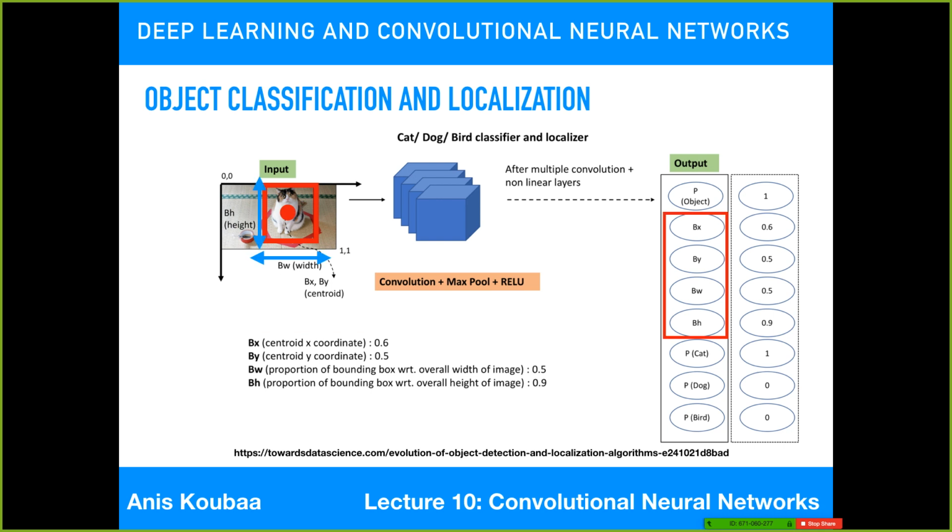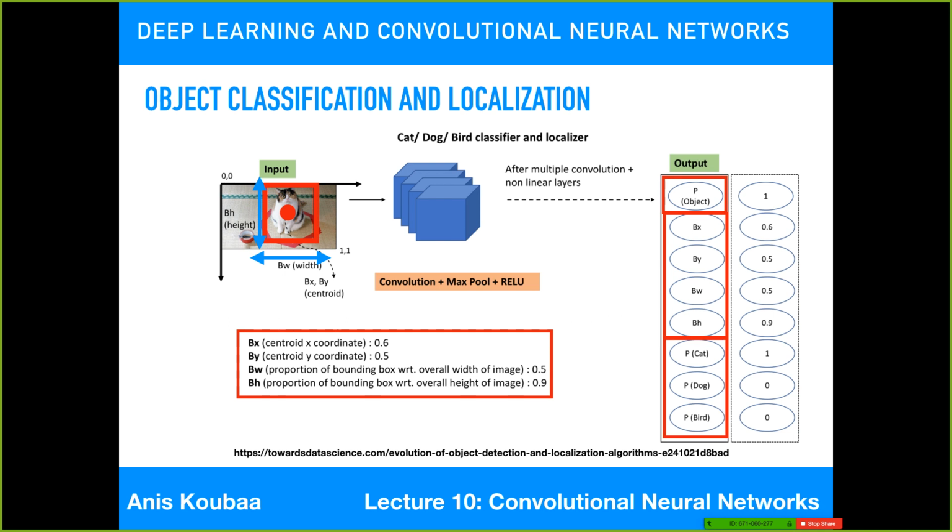Just to finish, this information will be encoded here: bx, by, bw, and bh, and the probability that there is an object. If it is 1, it means that there is an object, and then we are going to look at which object through the 3 probabilities here. And if it is 0, all these parameters will be just ignored because there is no object.